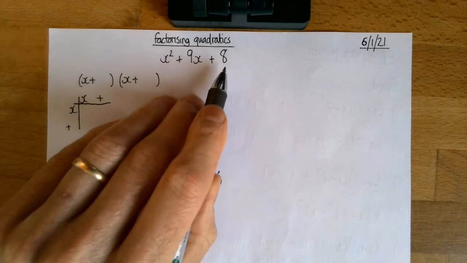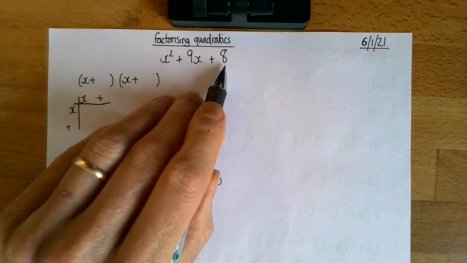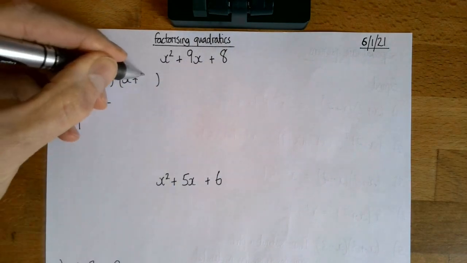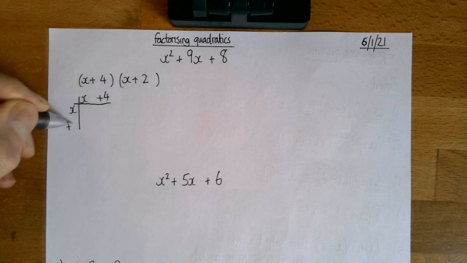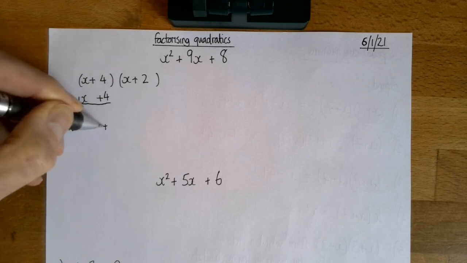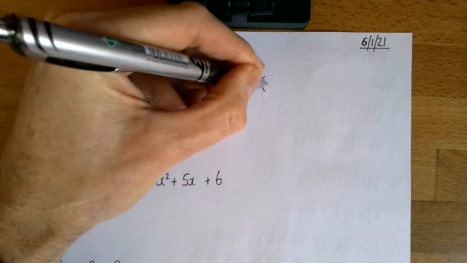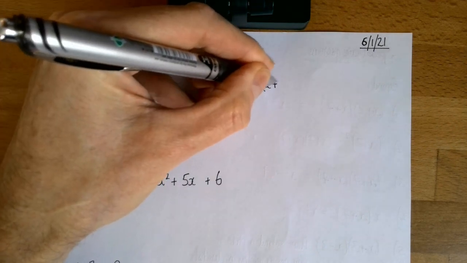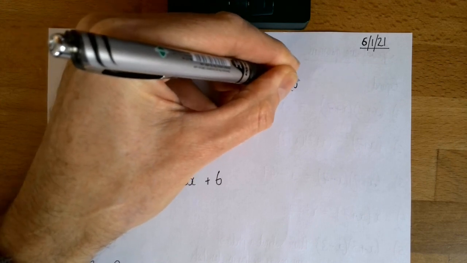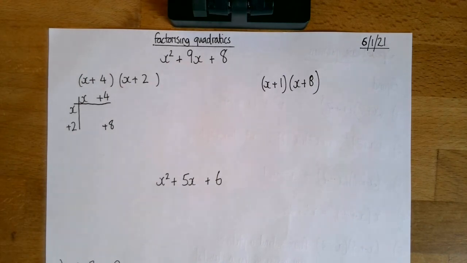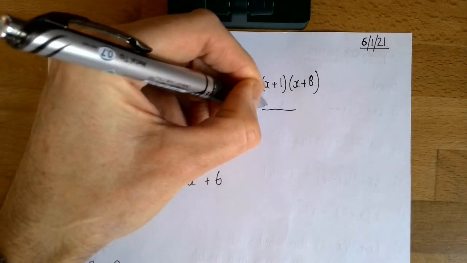So what two numbers can I multiply together to make 8? Well, I could do 4 and 2, couldn't I? 4 times 2 would give me plus 8. Is that the only way I can get plus 8? Well, I could also have x plus 1 and x plus 8, because 1 times 8 is also 8, isn't it?